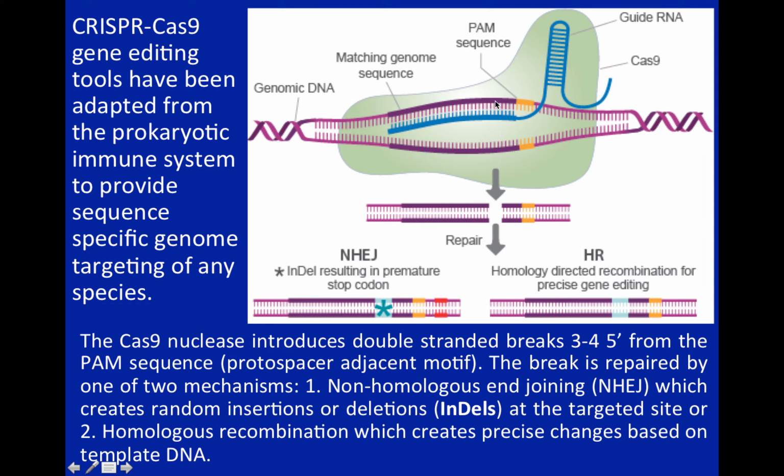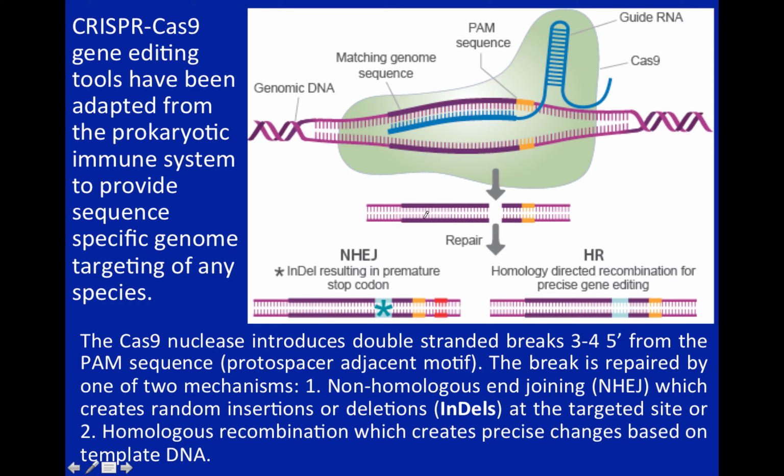Okay, so here's another diagram showing the Cas9 system and the guide RNA hydrogen bonding to its target. The Cas9 enzyme cuts the target DNA here, and now what do you have? You have a double-stranded break. Well, there are two alternative mechanisms to fix this double-stranded break. One of them is non-homologous end joining.